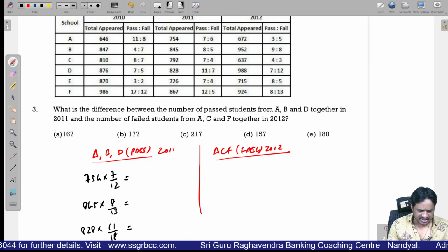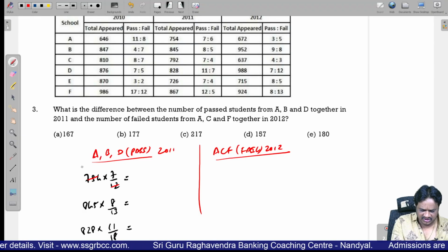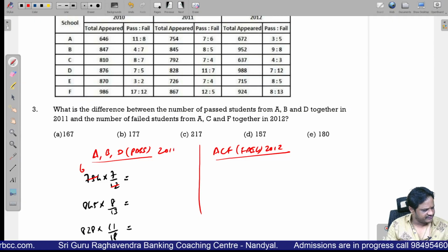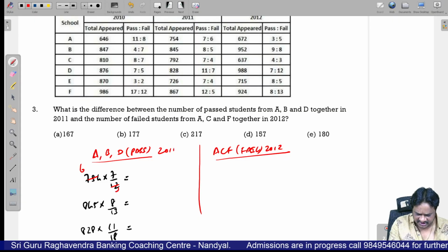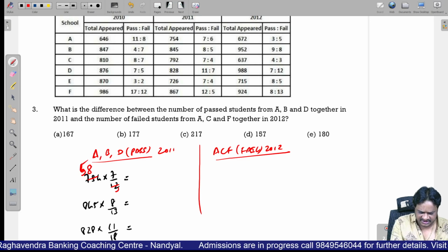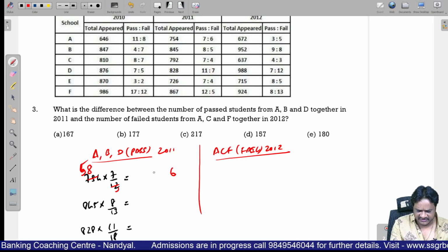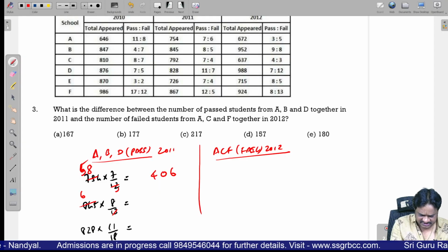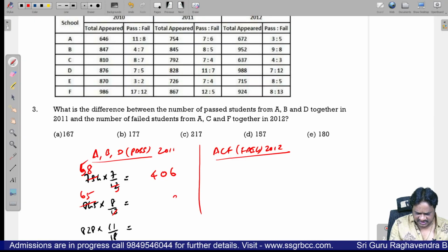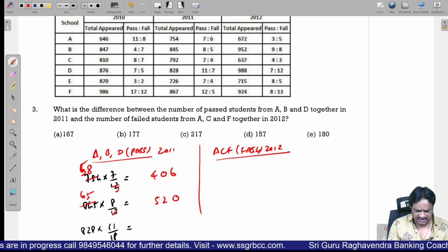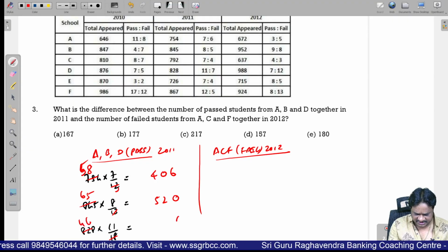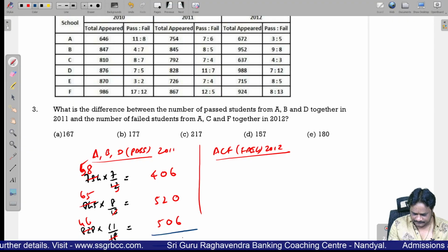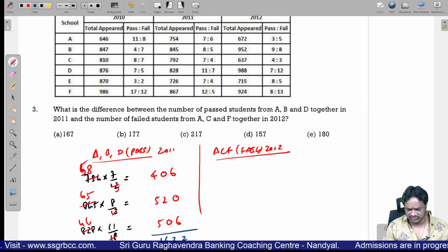So let us do this calculation. First of all, with 12, 12 sixes are 72. So 754 into 7 by 13, sorry, 7 by 12. 13 fives are 65, 13 eights 58 into 7, 7 eights 56. It is 406. Next one, 13 sixes are 78, 13 fives, 8 fives 40. It is 520. The next one, 18 fours, 18 sixes, it is 506. If you add all these three, we get 1432.